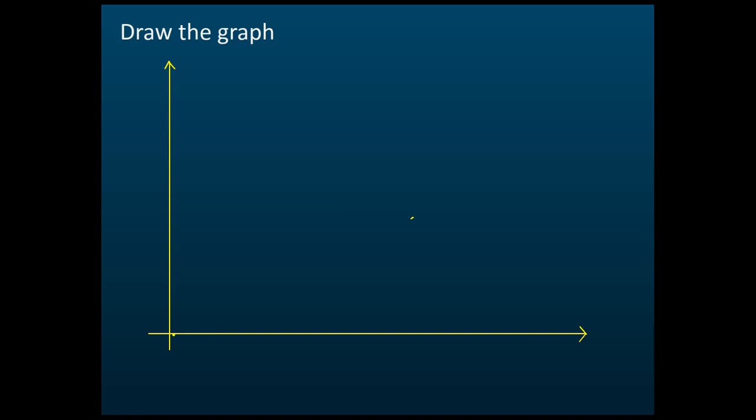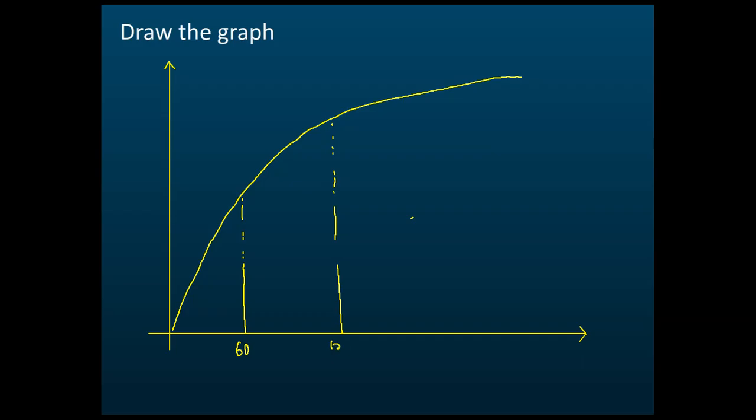This is a curve. And then this is 60 seconds, and this is 120 seconds. This is T in seconds, and this is the volume of the gas released in cm cube, let's say. And it starts from 0.